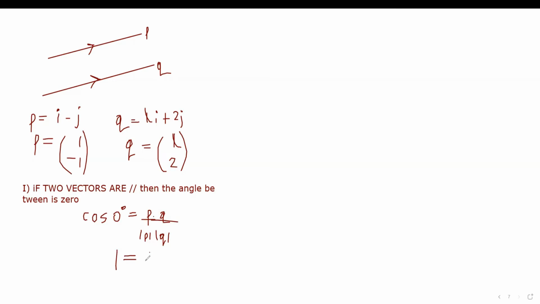Let's work out P dot Q. P dot Q is going to be 1, minus 1, dot Q is lambda, 2, and that is over the modulus of P. The modulus of P is the square root of 1 square plus minus 1 square. That's the modulus of P. And this is now multiplied by the modulus of Q. The modulus of Q is the square root of lambda square plus 2 square, which is 4. All right, so we're going to finish it off up here.